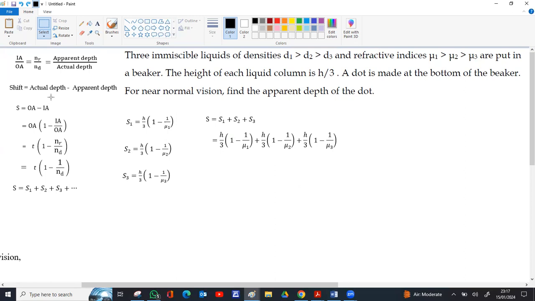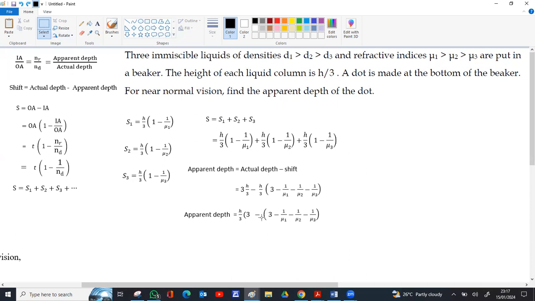Now for the apparent depth, we use actual depth minus shift. The total actual depth is h by 3 for each medium into 3, minus the shift, which is h by 3 times 3 minus 1 by mu1 minus 1 by mu2 minus 1 by mu3. Now h by 3 is common, so h by 3 can be taken out, leaving 3 minus the bracket 3 minus 1 by mu1 minus 1 by mu2 minus 1 by mu3.